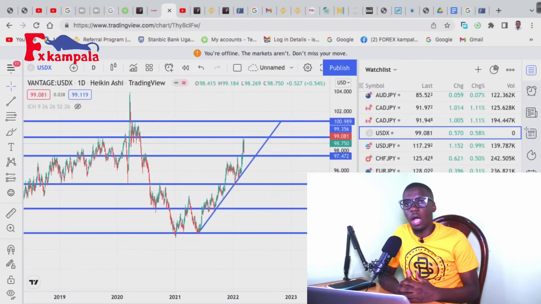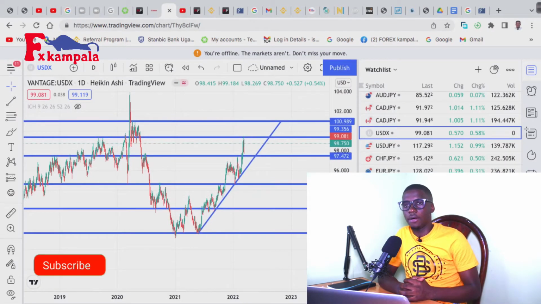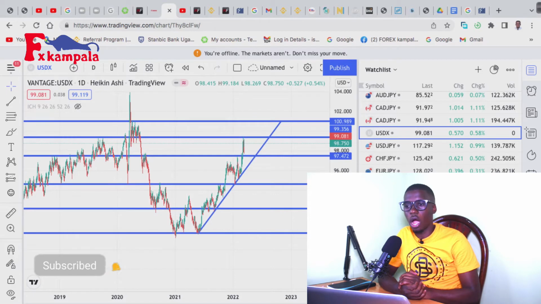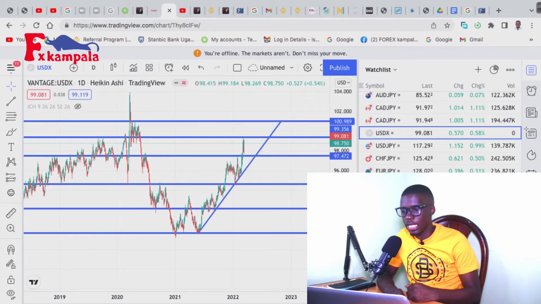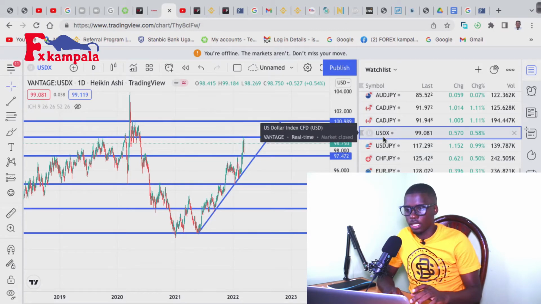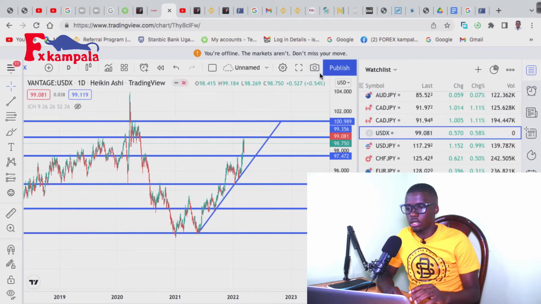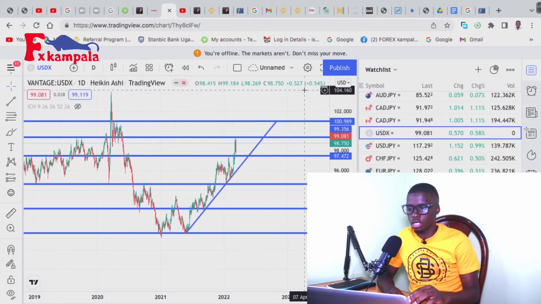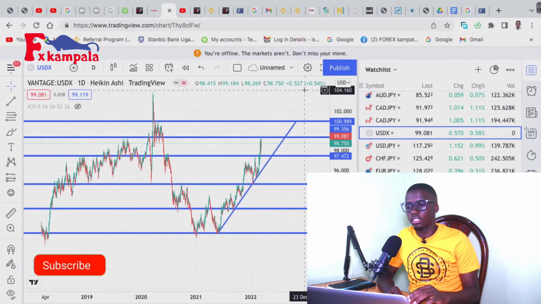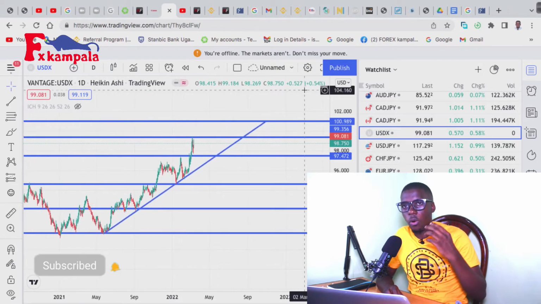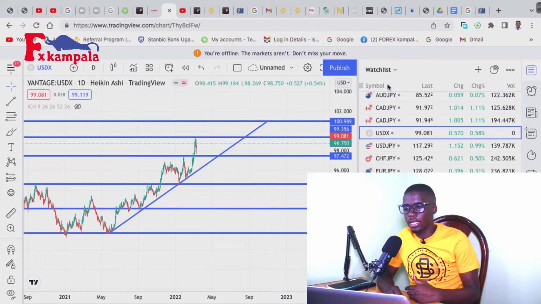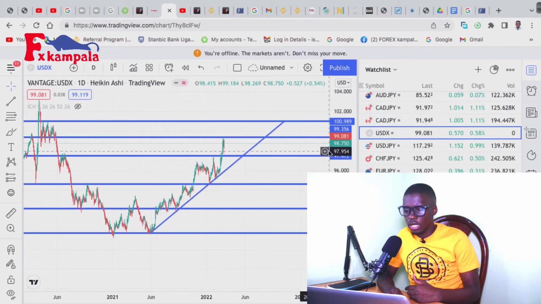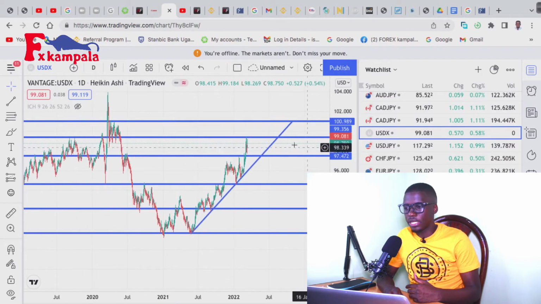As we reach our strategy, what we can see on our graph is the US dollar index, denoted by USDX, as you can see. That is on TradingView. Our analysis for the US dollar index is that we're experiencing a resistance.